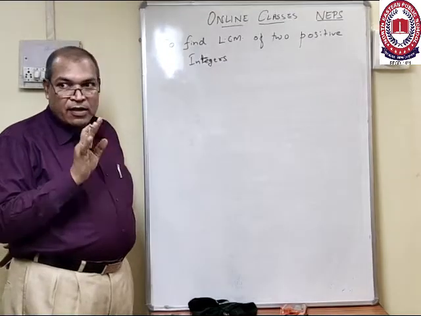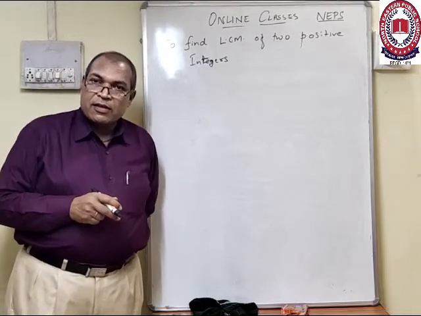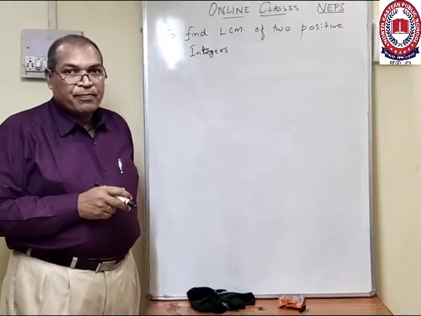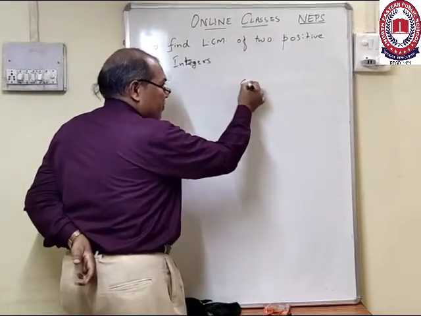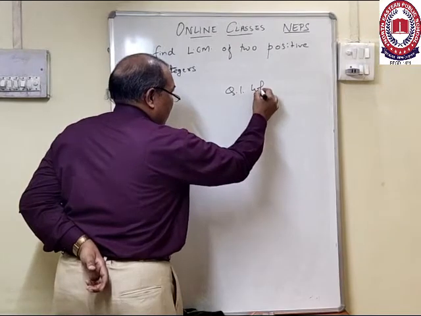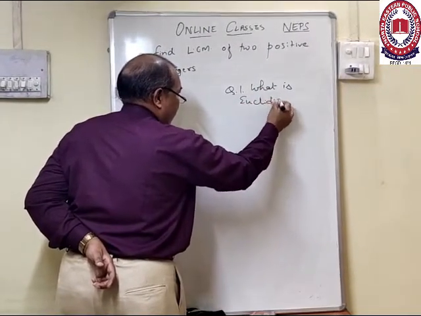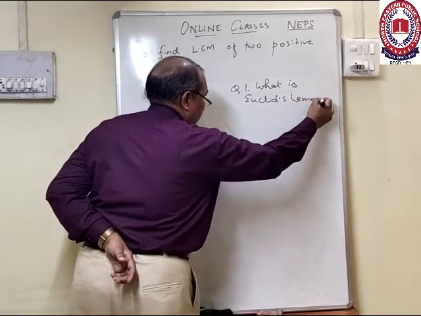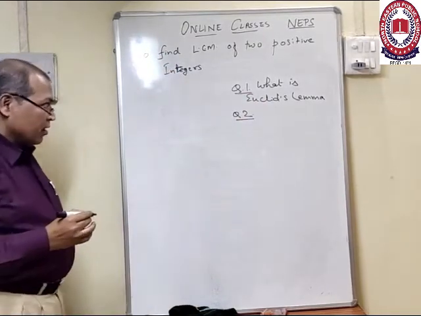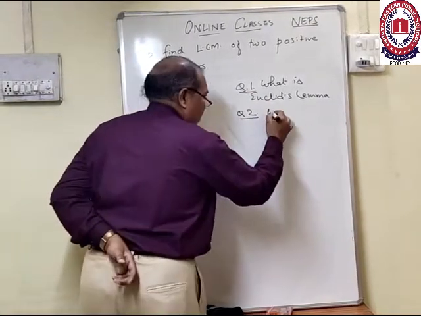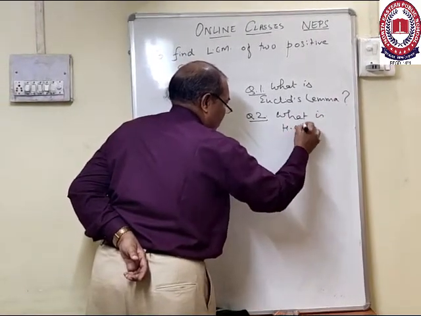To find the highest common factor HCF of two positive integers using Euclid's lemma. What was Euclid's lemma? Questions. What is Euclid's lemma? Second, what is HCF?